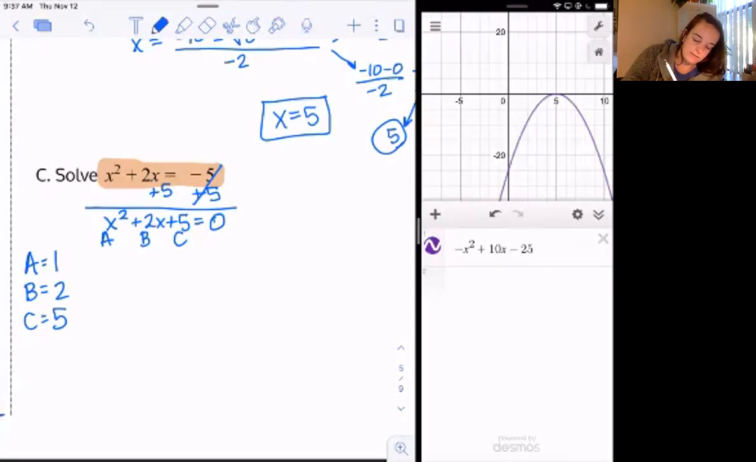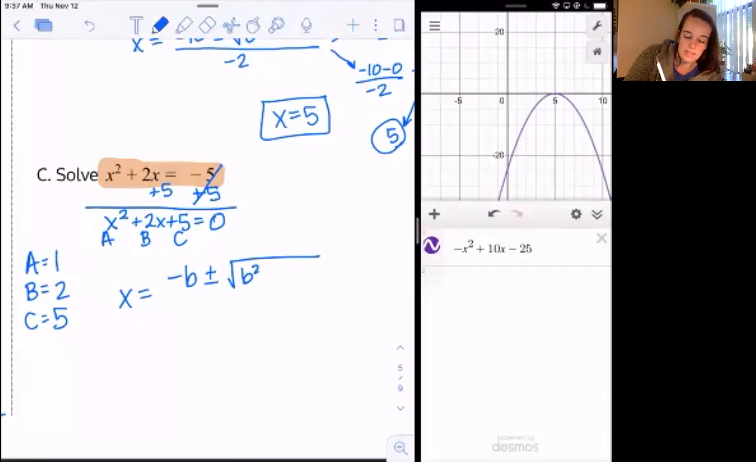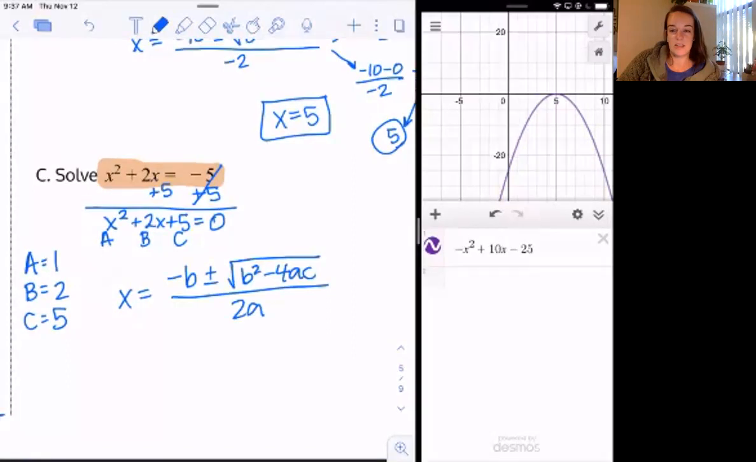So we have, as promised, the low-key concert, my last concert of the day. Negative B plus or minus the square root of B squared minus 4AC over 2A. Wow, I can't write as fast as that song. I love it. All right, so I've got my formula. Need to plug it in.